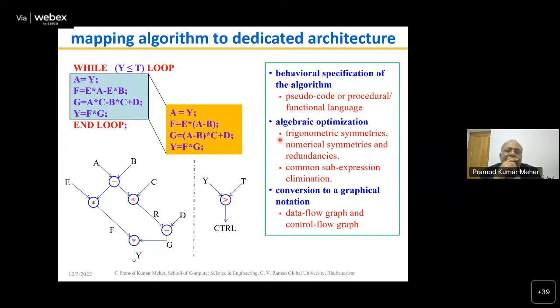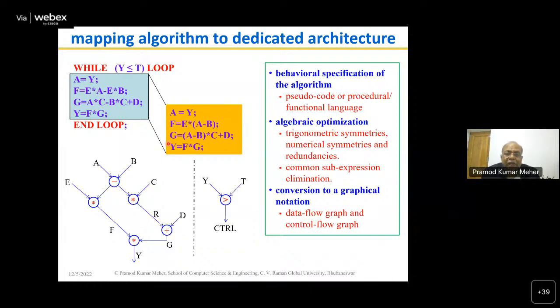While doing mapping of an algorithm to a dedicated architecture, the first thing we do is a behavioral specification of the algorithm. What is behavioral specification? That could be a pseudocode, which you can write in a procedural or any functional language. Then the algebraic optimization. What we did here is algebraic optimization, and there you can utilize the trigonometric symmetries, as we very often do in the simplification of FFT, reducing the complexity of the fast Fourier transform. We generally use trigonometric symmetries.